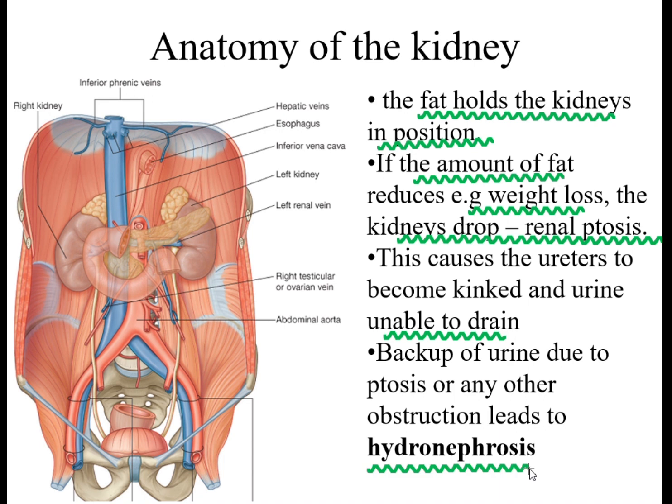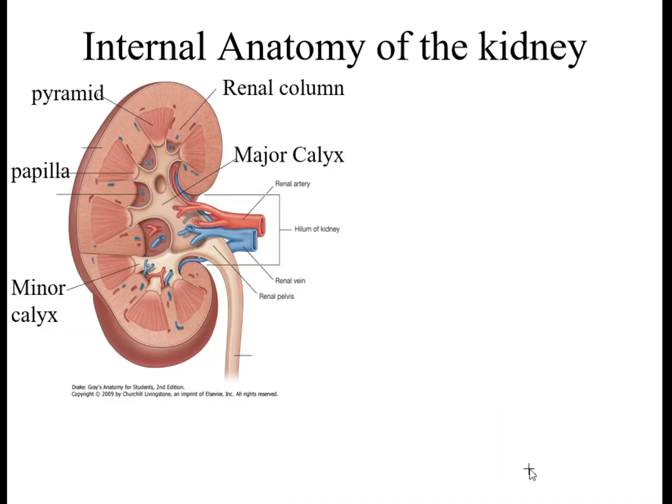So one is the backup of urine due to the ptosis or any other obstruction. If urine faces any obstruction, then it becomes hydronephrosis, right?